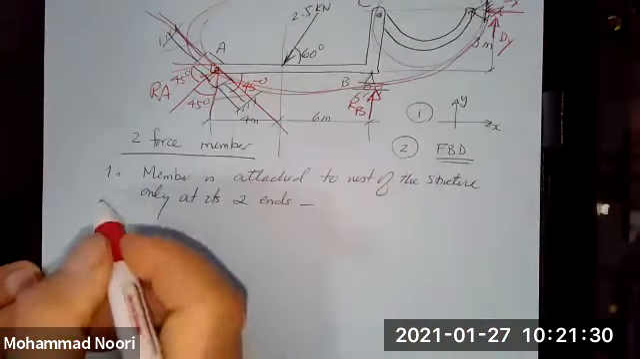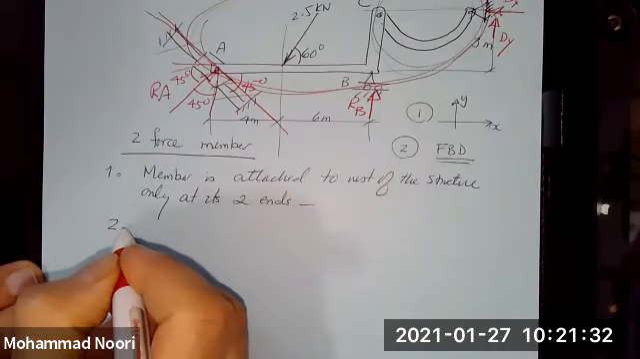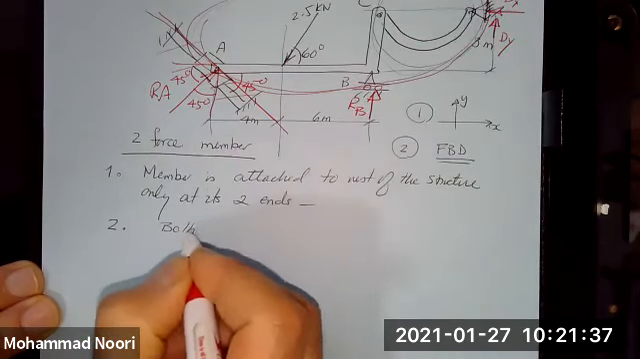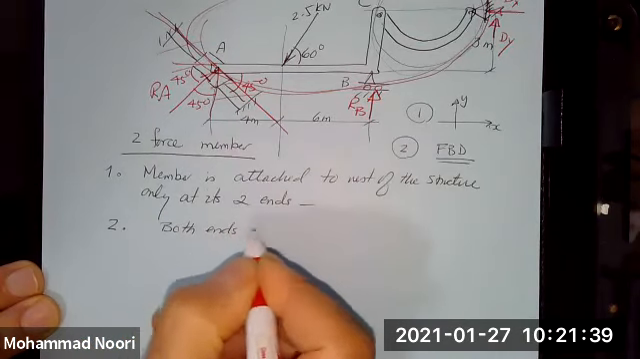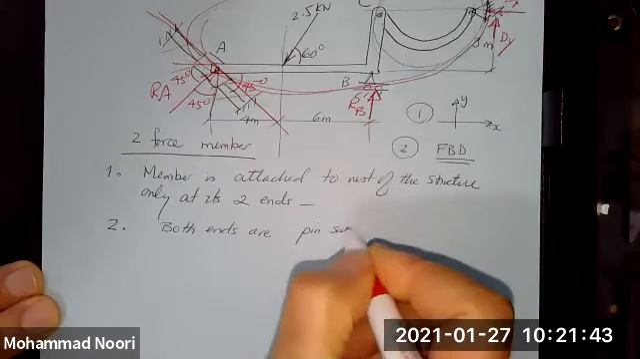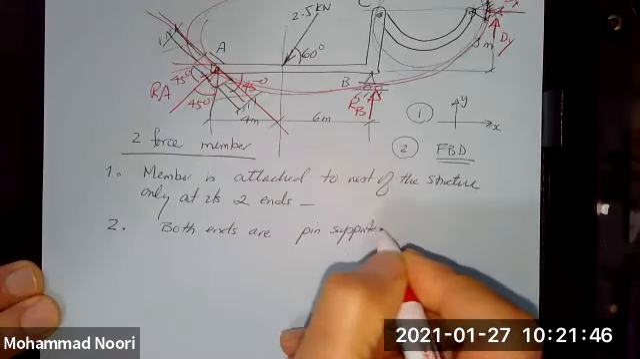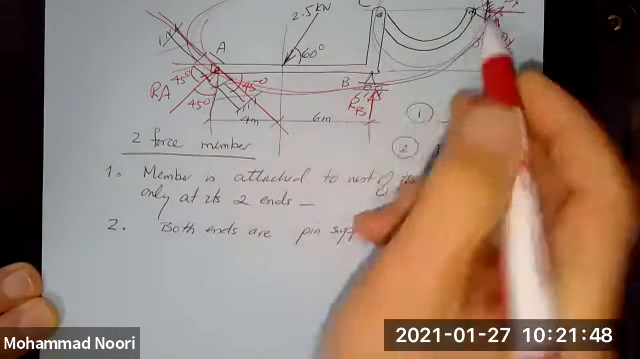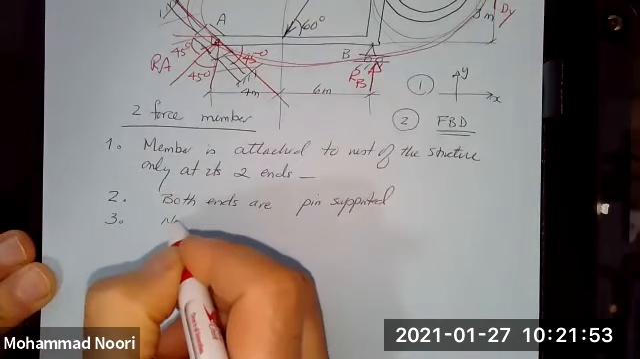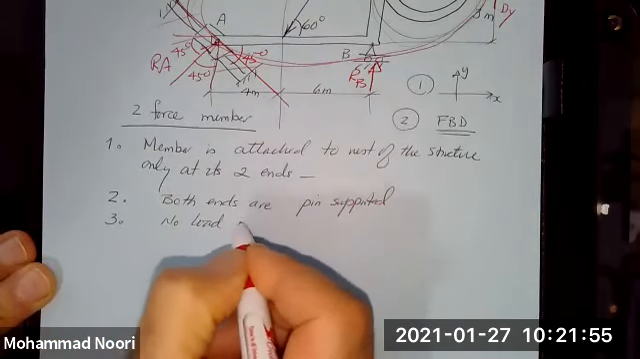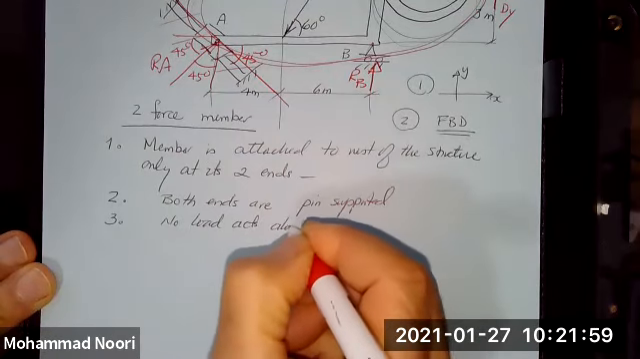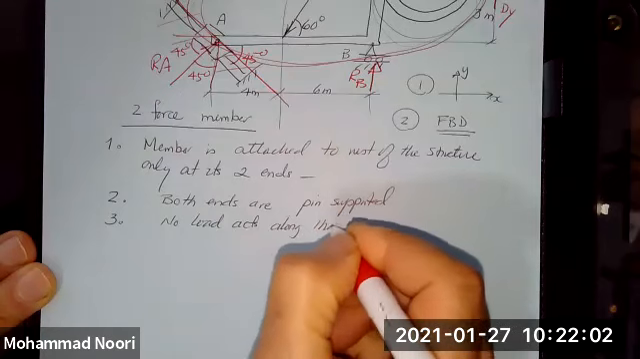But not only that, that's one requirement. The other requirement is that both ends are pin supported or are pinned, okay, like this. Third requirement is that no load acts along that member.